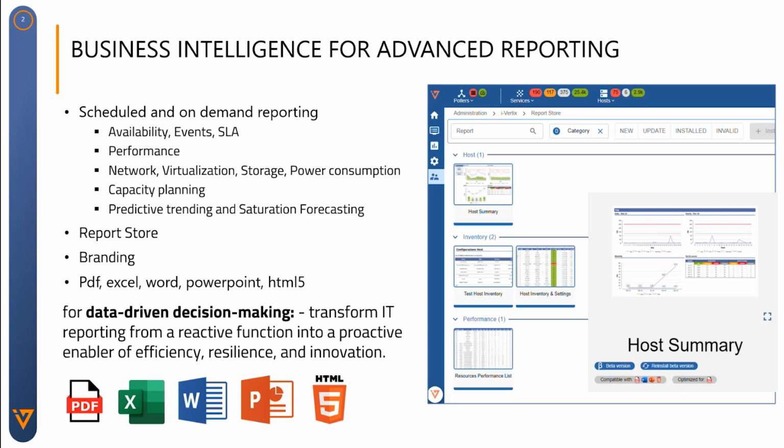We have different reports for different areas: availability, SLA, and so on; reports regarding performance; reports regarding network or storage, where VMware is also included; power consumption, meaning how much power I spend in my data center or for my IT; and reports regarding capacity planning, trending, and saturation forecasting.